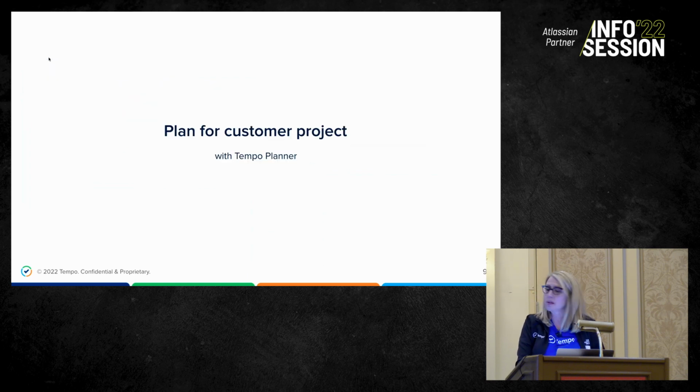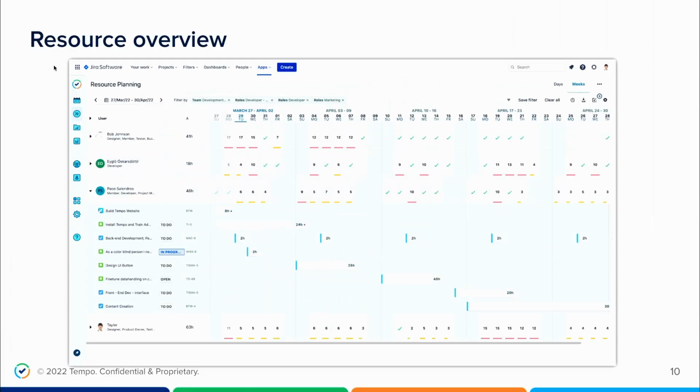Now let's take a look at our second use case. How can I plan for future customer projects? A lot of project managers need visibility into what their resources are working on while also coordinating future projects. Before committing to a new customer project, with Tempo Planner, managers can get insight if they have enough resources available to take on the additional work.